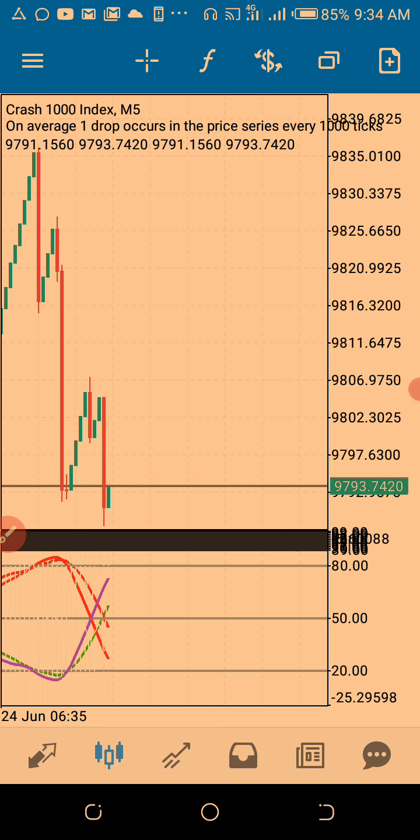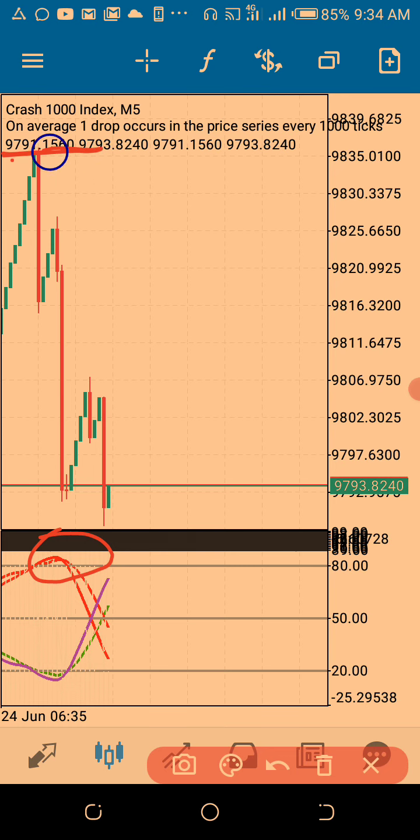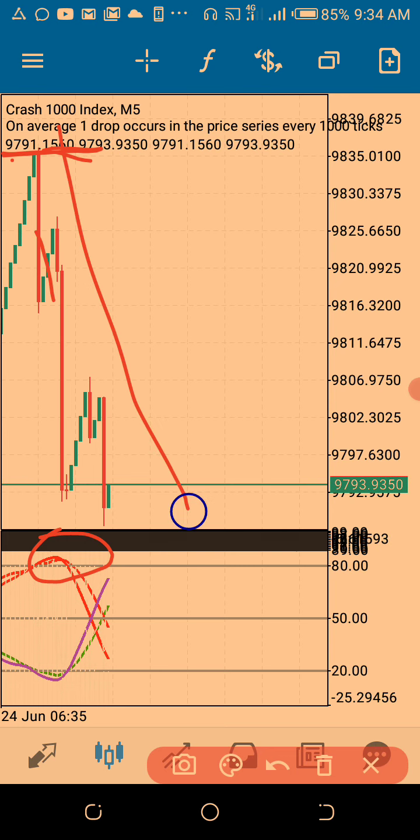Look at the crossing here. Let me show you. Just check out the crossing here. And when you have a crossing here, look at what happened here. Immediately you see that crossing, you place your sell. If you place your sell, see the pips you get right from there, and immediately you see this crossing here on the 50 level, you get out of the market, and it will be awesome. You see what you have gotten already.